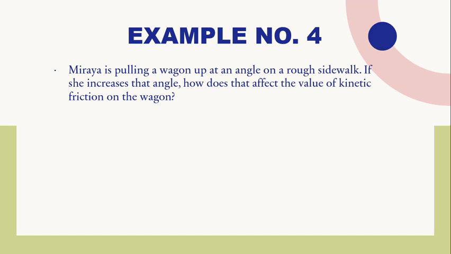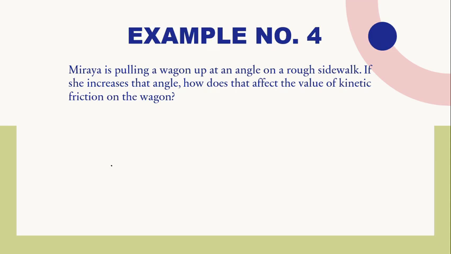Example number 4. Mariah is pulling a wagon up at an angle on a rough sidewalk. If she increases that angle, how does that affect the value of kinetic friction on the wagon? Now remember, rough is a keyword for a surface that has friction. So in this scenario, what is the change of the pull angle doing? If Mariah is pulling up on the box at an angle that is not horizontal, which she is doing in this scenario, the normal force pushing up on that box will decrease.